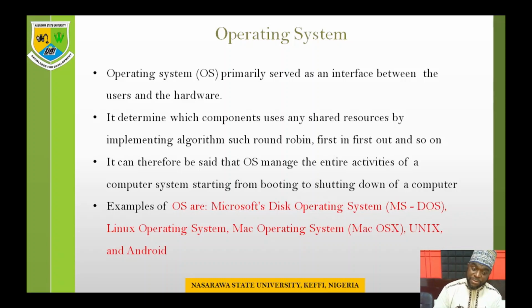Other operating systems are the Linux operating system, the Mac operating system, Unix, and of course Android. We use the word Android, or we call it an Android phone, many times without knowing that it is an operating system. It is the software that actually interfaces between the hardware component of your mobile device, your smartphone, and the applications you're using, like Facebook, WhatsApp, and word processing documents.